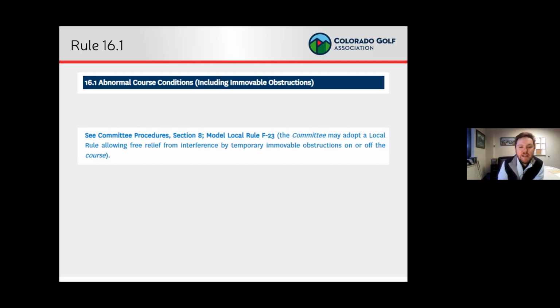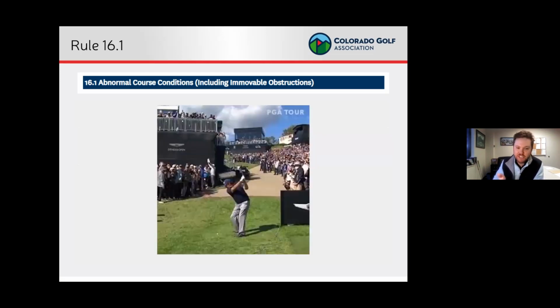And then lastly, it says the committee may adopt a local rule for allowing free relief from interference by a temporary immovable obstruction on or off the course. What that is, this right here. Phil is obviously choosing to play it, but technically he would probably have been allowed relief in this situation. He probably looked at it and said, this shot, I have a better chance of holding it in fewer strokes from here than from my relief area. And also maybe it's more fun to do it this way. I don't know, but this is kind of a boutique rule. Normal people don't have temporary immovable obstructions and grandstands when you play golf. So this is really not something we need to worry about at all. Again, this is kind of a tour rule for an event like that.